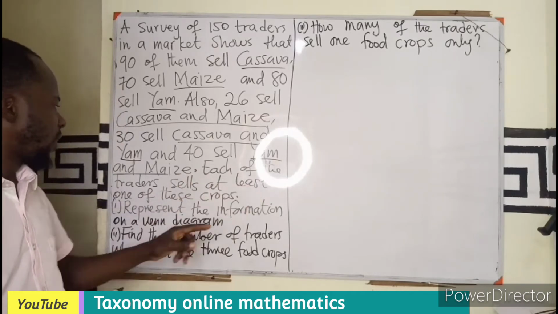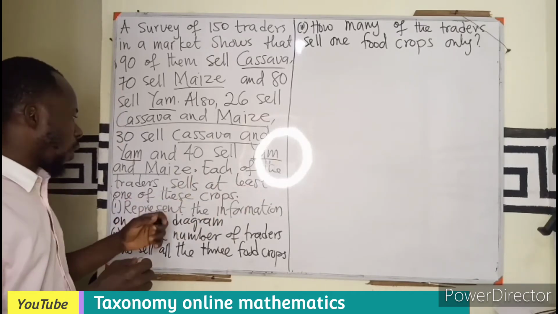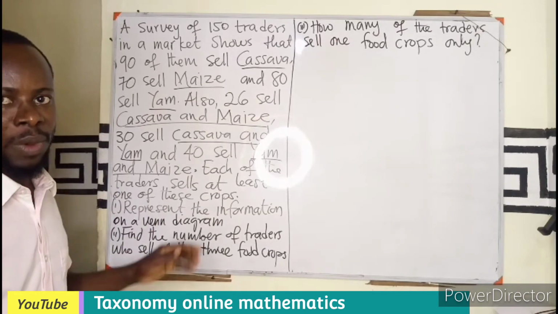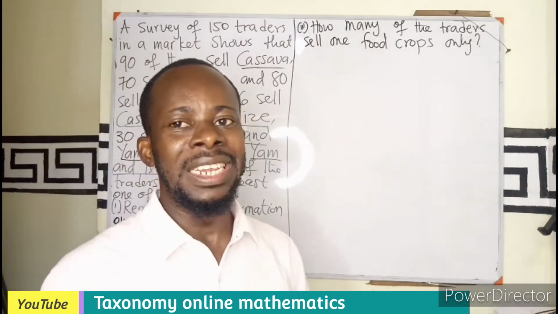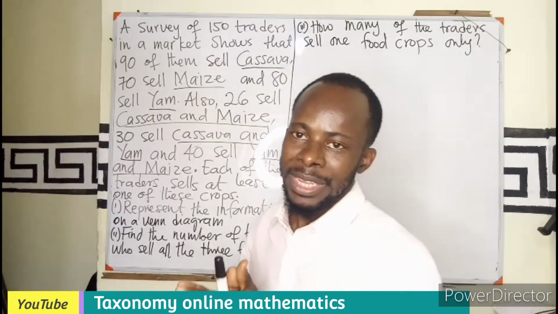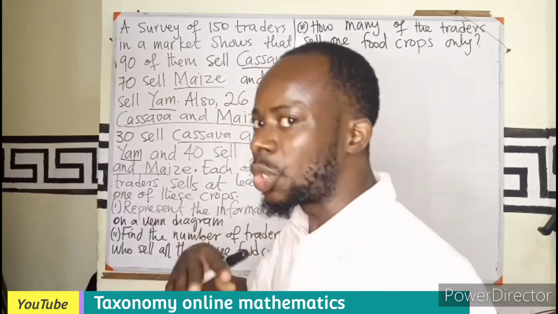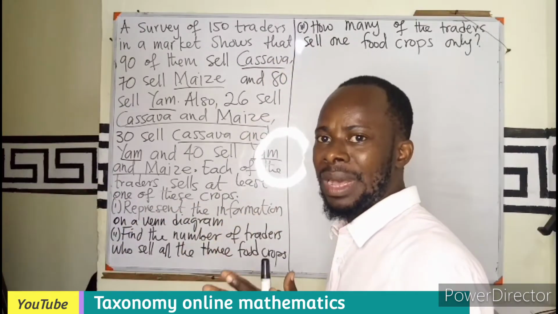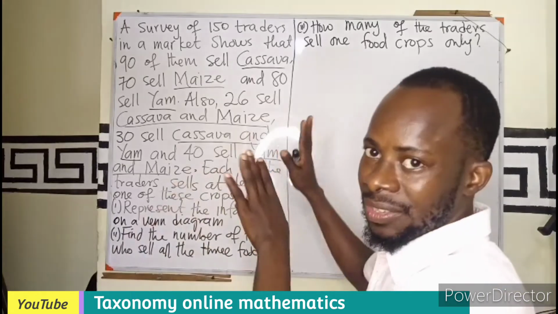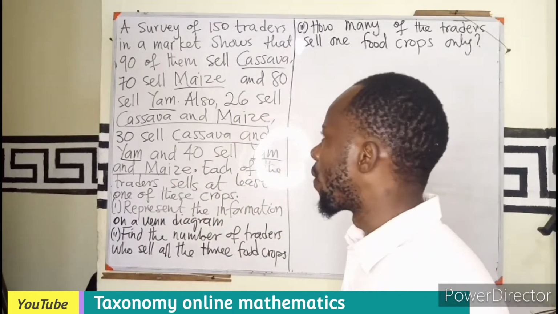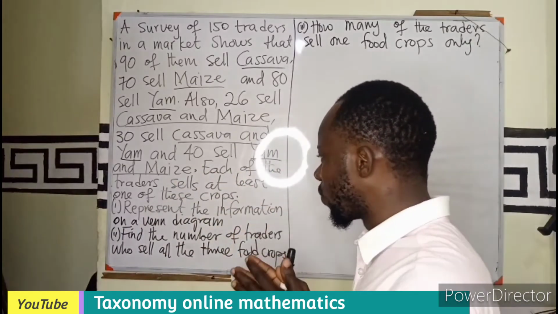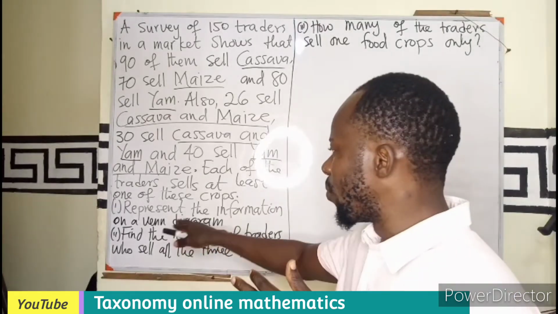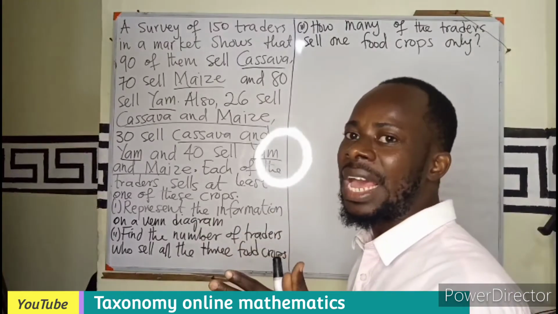So each of the traders sell at least one of these crops. The moment you hear that statement, it means that there is no complement. It means a trader is found in each of the categories. Nobody is in the market who doesn't sell these three food crops. Alright, so we are to represent this on a Venn diagram. Represent the information on a Venn diagram.